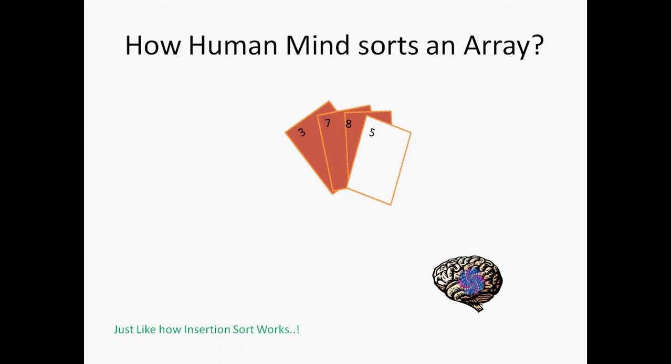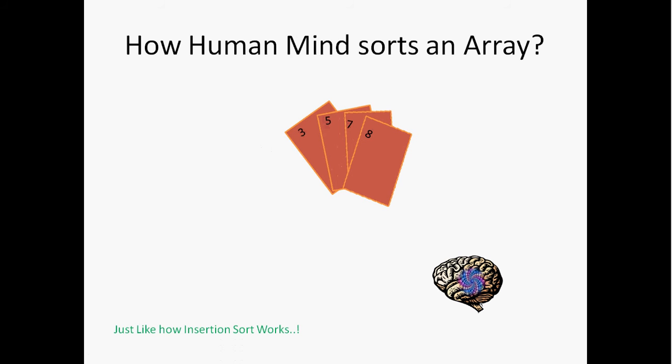Now check the last one. Yes, 5 should be compared with 8, so 5 should come over here. 5 would compare with 7, 5 would come over here. Now no more need to exchange. So this is the perfect sequence: 3, 5, 7, and 8. This is how insertion sort works. Don't worry, we'll see some more in depth also.